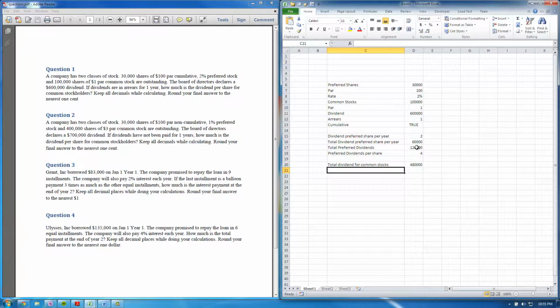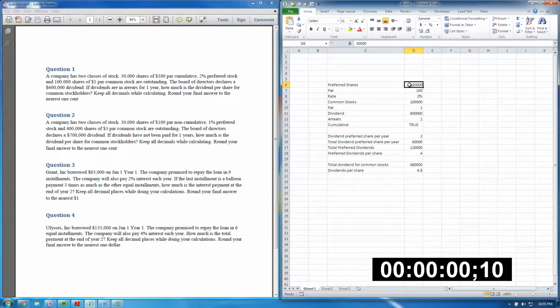Now to find per share, very simply, we are going to do the total divided by the number of common stocks. Now, that did take a while to get our number of 4.8. But now that we've done this initial groundwork, it's going to be very easy to calculate the next one. To give you a little demonstration, I will show you calculating question number 2.